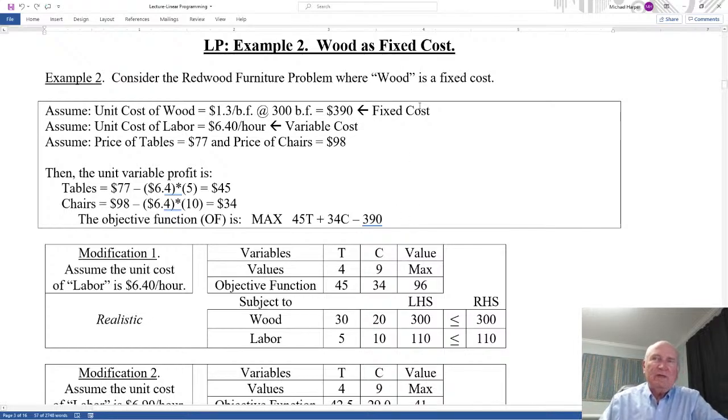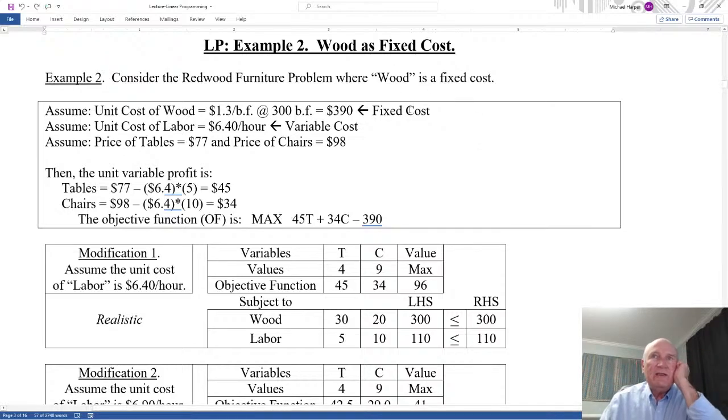Okay, let's let wood be a fixed cost. Let's break this profit up into revenue and cost, where we have a fixed cost and a variable cost, where labor is a variable cost. We'll pay them if they're there. If they're not there, we don't pay them. But the wood, we buy it.